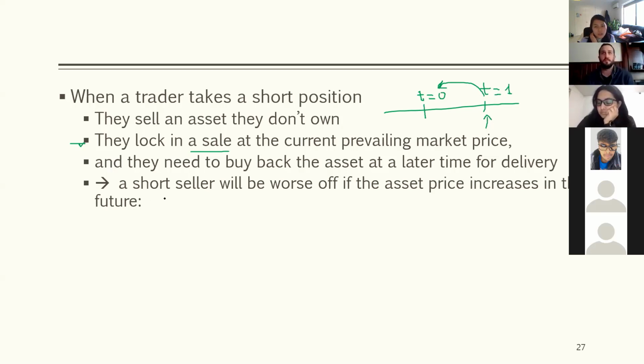Okay. So for a short seller, if the future asset price increases, then you will not be very happy about it. So you sell here. Let's say I sell a share for $10 today. In the future, I'm going to have to buy back the shares to deliver. So let's say in the future, the share price increases to $12. That means I'm going to have to buy back the shares at a higher price. So by using this strategy, I have made a loss of $2.